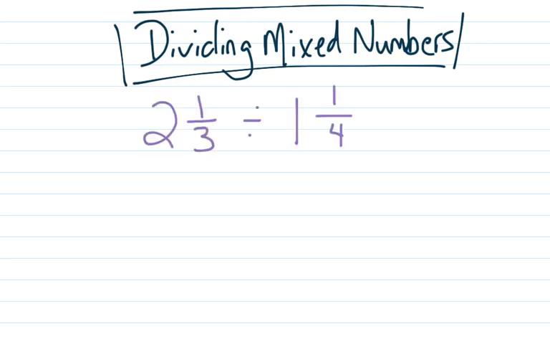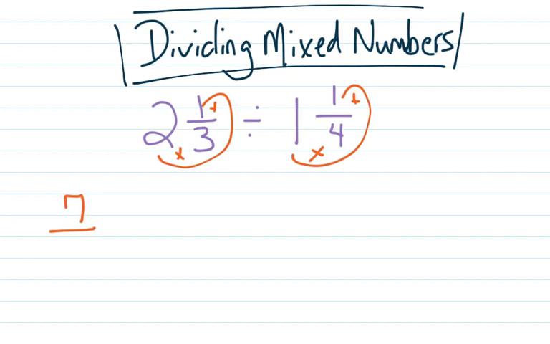So here's my problem. 2 1/3 divided by 1 1/4. So I have two mixed numbers that are being divided. So first step is turning these mixed numbers into their improper fractions. I want to do that before I even consider dividing. So remember that backward C. Multiply and then add. Multiply and then add. So 2 1/3 is 2 times 3, which is 6, plus 1, which is 7.